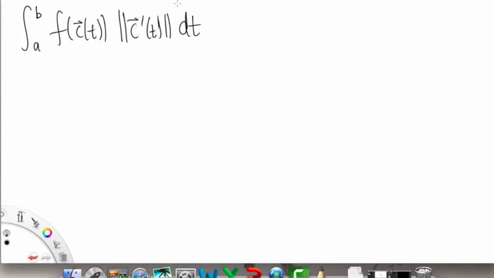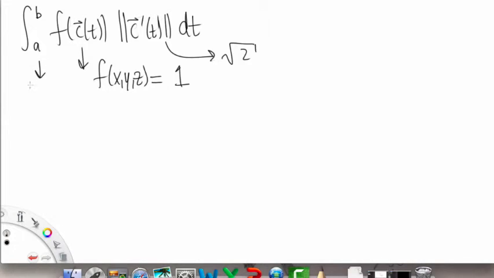So what we left off with was from a to b, and then f of c of t times the magnitude of this, or the length of that, dt. So we know that this equals radical 2. We just solved for that. And we know that f of x comma y comma z was equal to 1, right? That was a given. And we also know that from a to b is 0 to pi.